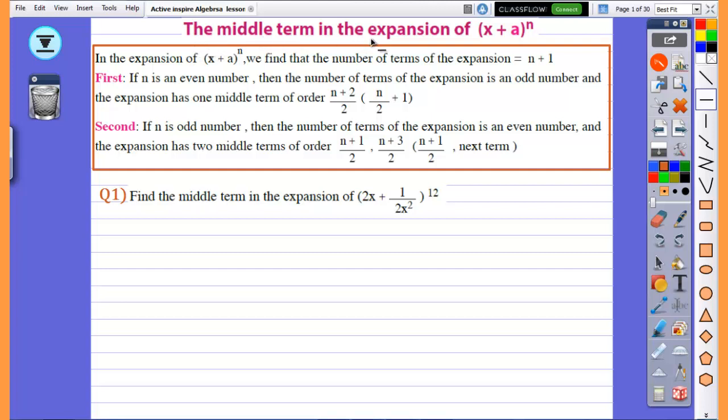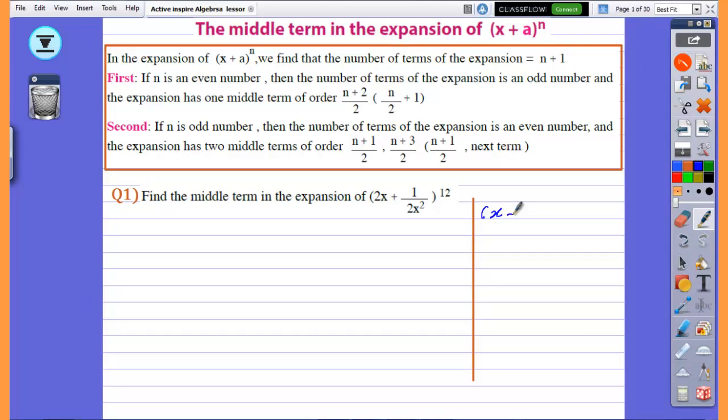The middle term in the expansion of (x + a)^n. We start with this example. If we have (x + 3)^2, when you expand this expression, you will get x squared plus 6x plus 3 squared, which is equal to 9. So the number of terms here equals 3 terms.